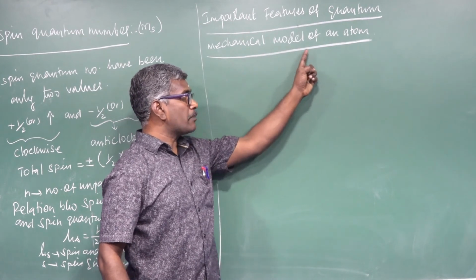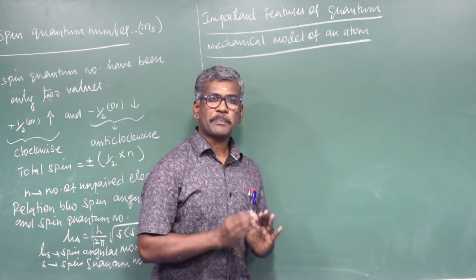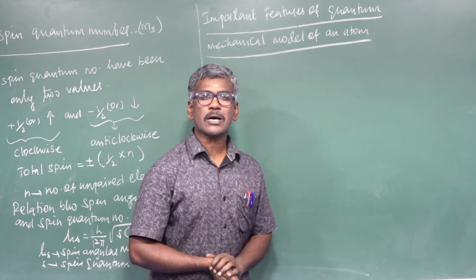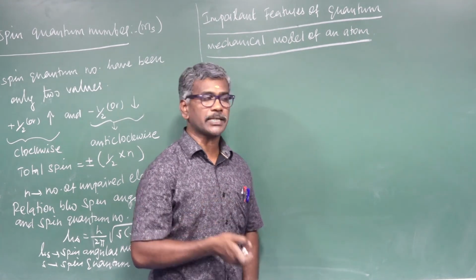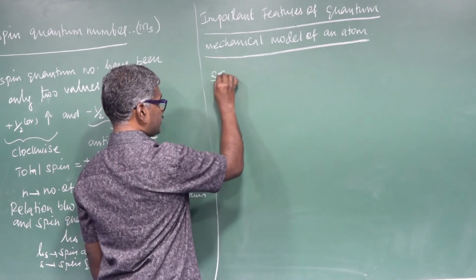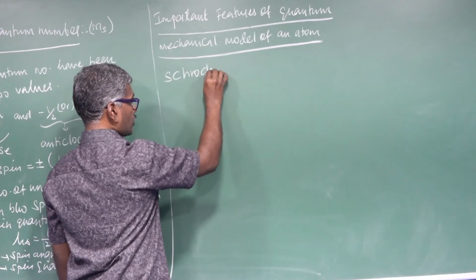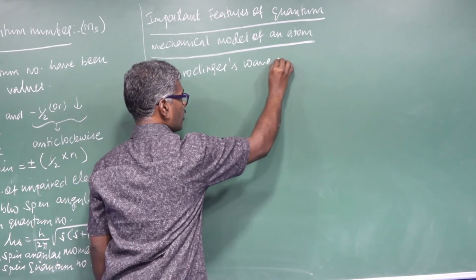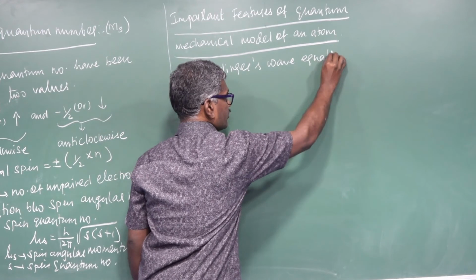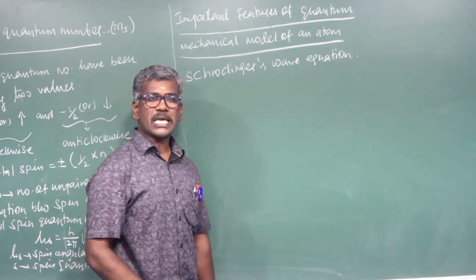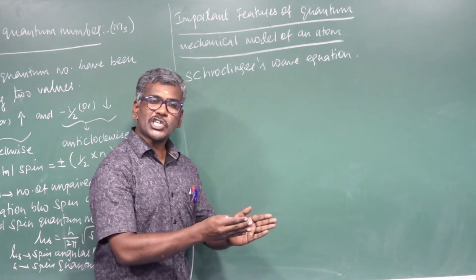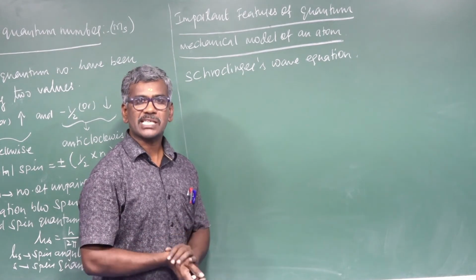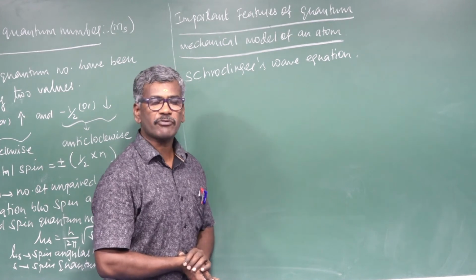The quantum mechanical model of an atom is the picture of the structure of the atom, which results from the application of the Schrödinger wave equation to the atom. This equation is nothing but the motion of an electron in an atom moving in three-dimensional space.